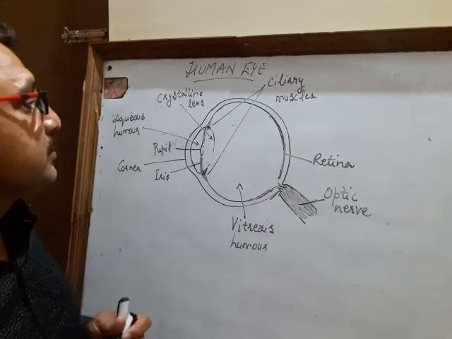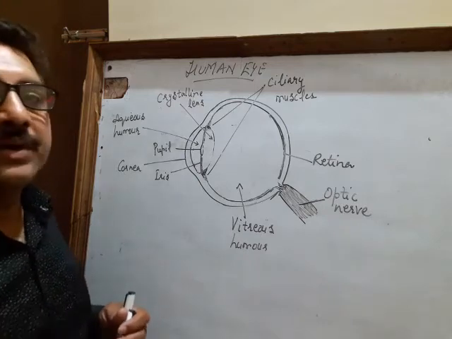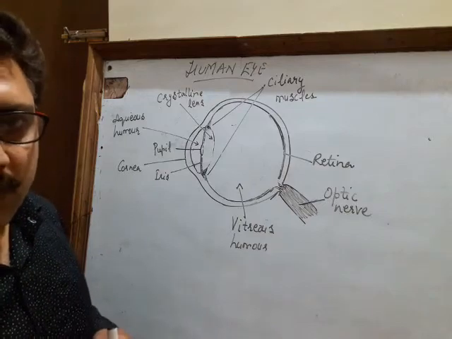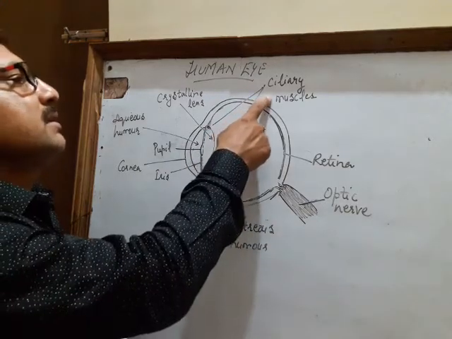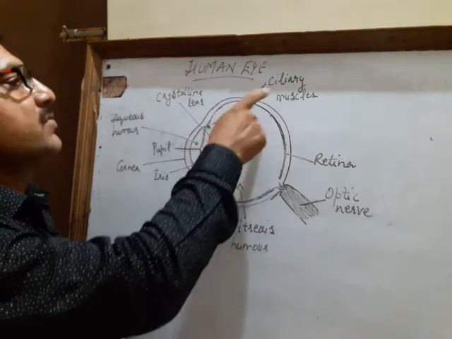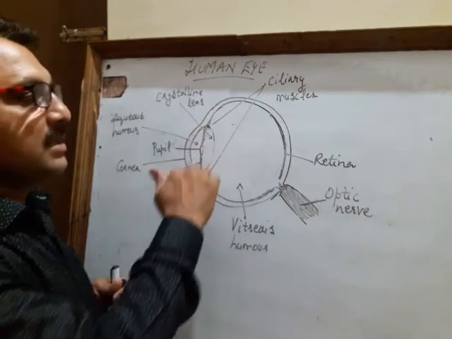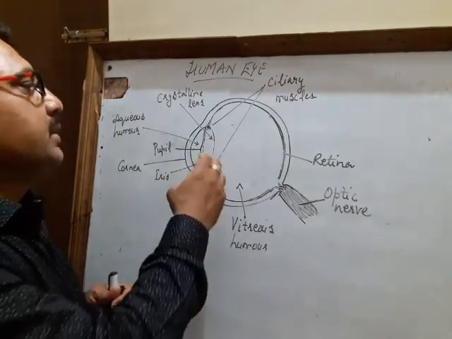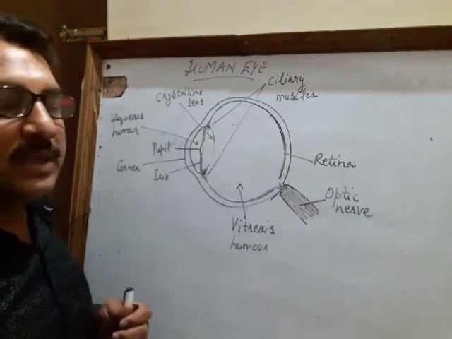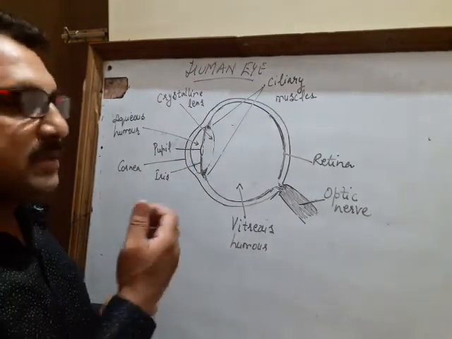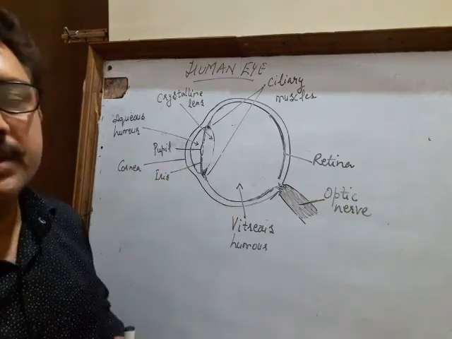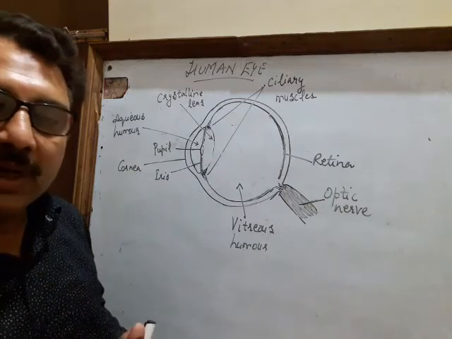So students, I hope you all have understood what is the human eye, what are the parts of the human eye. You can see the ciliary muscles. If you have noticed, the lens hangs with the help of the ciliary muscles. In the topic further, I shall tell you about the ciliary muscles. What do they do? What is their function? How do they change the focal length of the eye lens? So these are the parts of the human eye, students. I hope you all have understood.